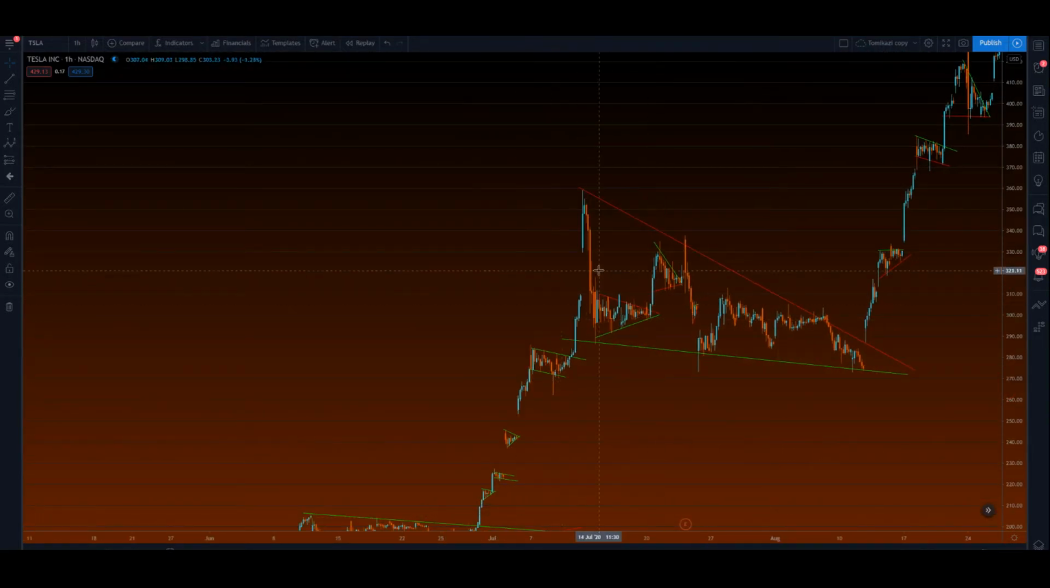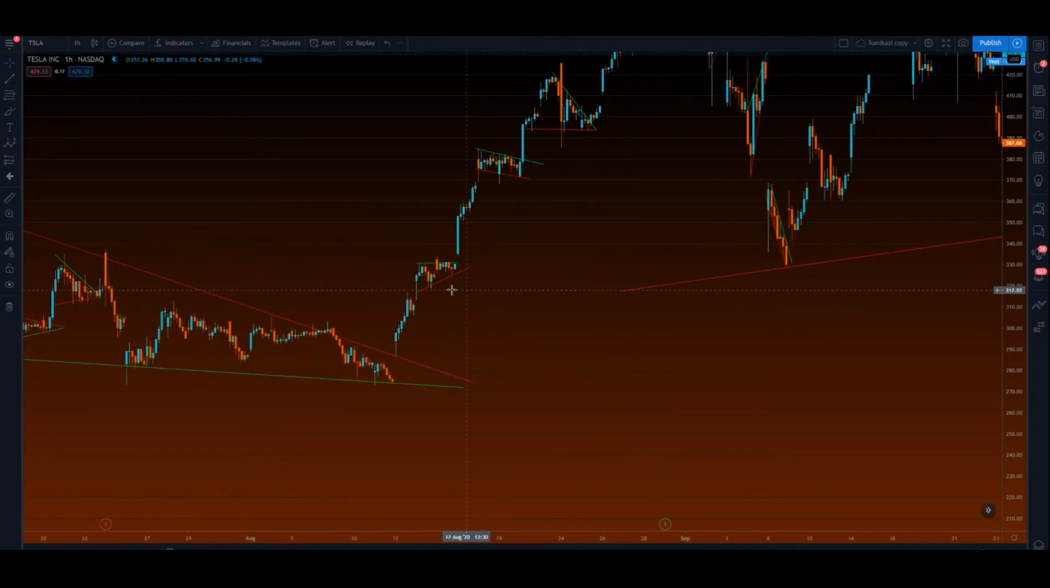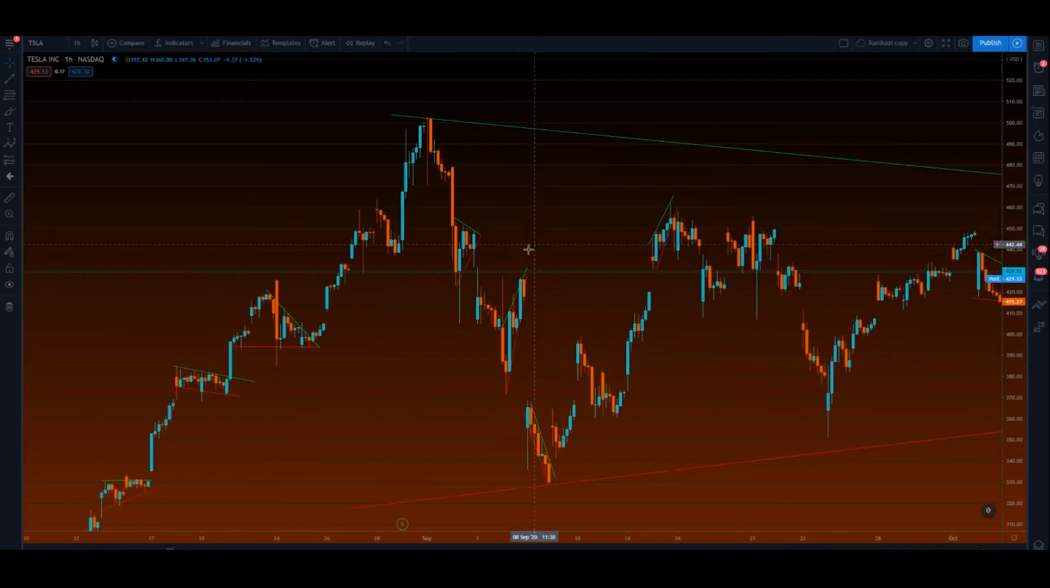So you have the bull flag, bullish falling wedge. And then we have our up here. And then we have a bullish rising wedge, followed by a bullish flag, followed by a bullish pennant. And then we have the opposite here.